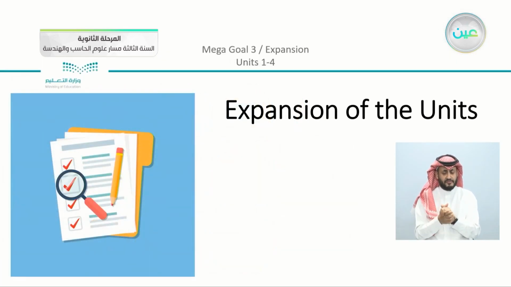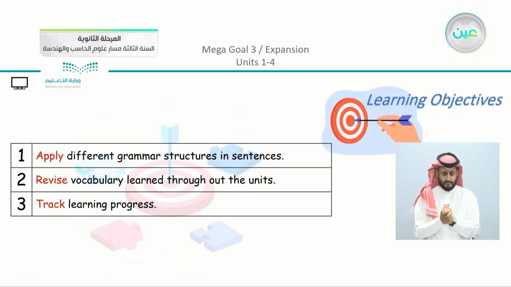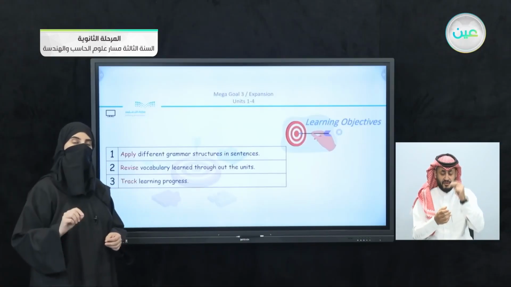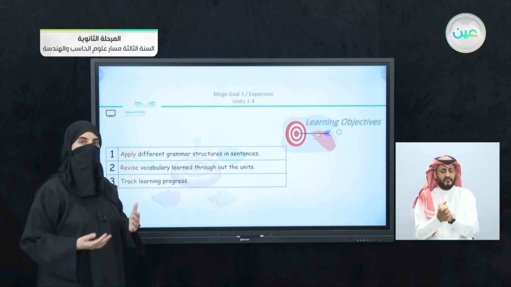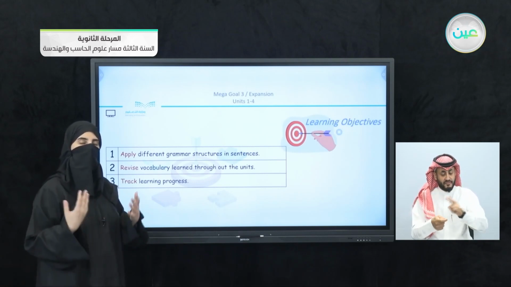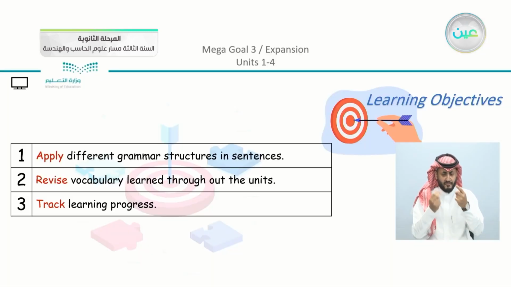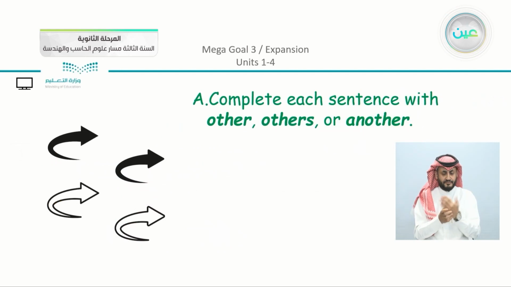We are going to start with the expansion of the units, as you can see. Now, what is the expansion? Our objectives are to apply different grammar structures in sentences, revise vocabulary learned throughout the units, and track learning progress. So you are going to track and evaluate yourself, and if you face any kind of difficulty, you are going to go back to the unit and study and see what are the parts you need to focus on more. So we are going to start.